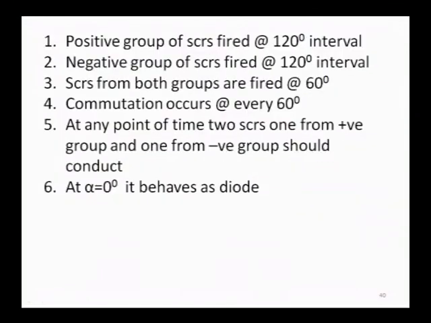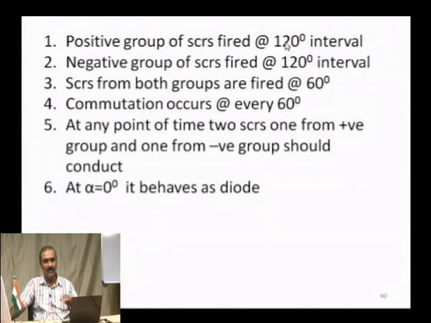You can see here these points are worth noting. The positive group, upper half, and the negative group, lower half, are each fired at 120 degree intervals, and both groups together are fired at 60 degrees, so commutation occurs every 60 degrees. These points are worth noting for 3-phase rectifiers. At any point of time, two SCRs, one from the positive group and one from the negative group, should conduct. These points are most important for the 3-phase rectifier.